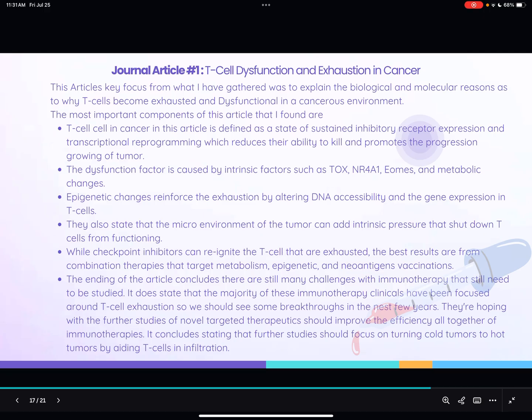be studied. It does state that a lot of these immunotherapies have been focused around T cell exhaustion and dysfunction, so that we should see some breakthroughs in the next few years. They're hoping with further studies of novel targeted therapeutics that it should improve the efficiency altogether of these immunotherapies. It concludes stating that further studies should focus on turning cold tumors to hot tumors by aiding T cells in infiltration.